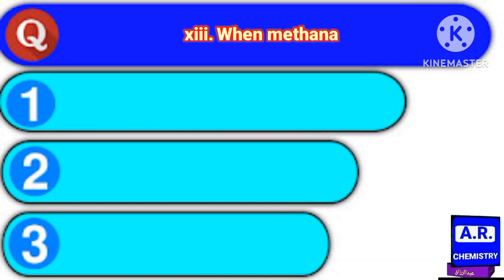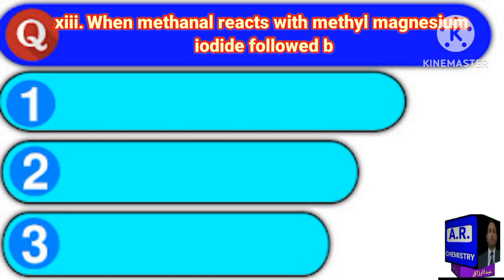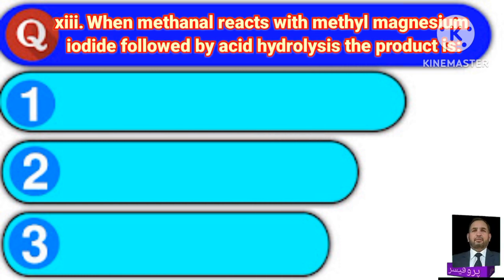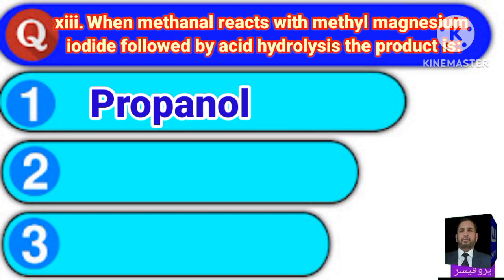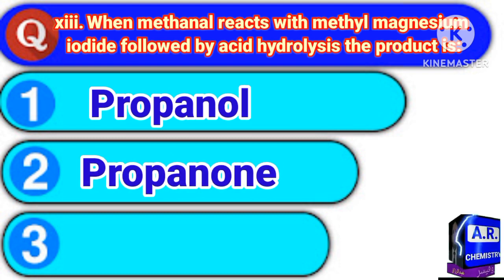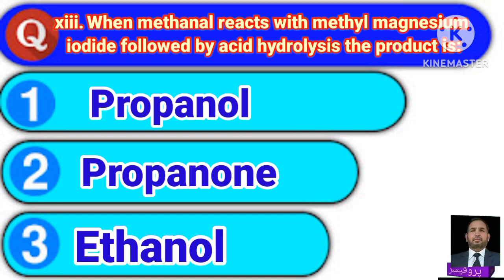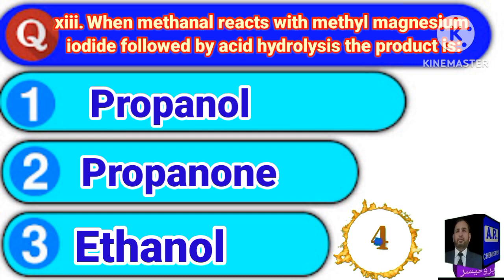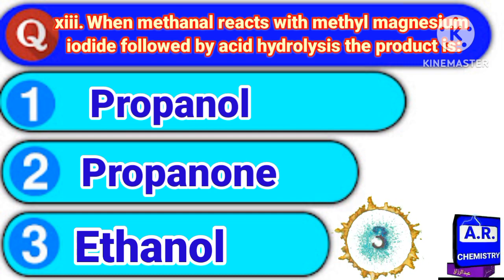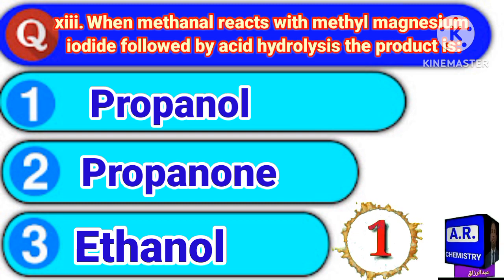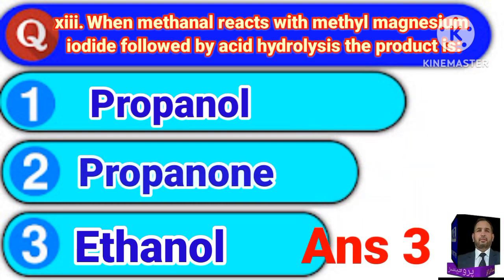Question number 13. Methanol, that is formaldehyde, reacts with methyl magnesium iodide followed by acid hydrolysis. The product formed is number 1 propanol, number 2 propanone, number 3 ethanol. Now please choose the correct one, and of course the correct option is option number 3, that is ethanol.